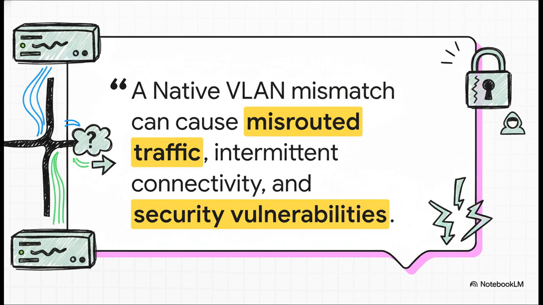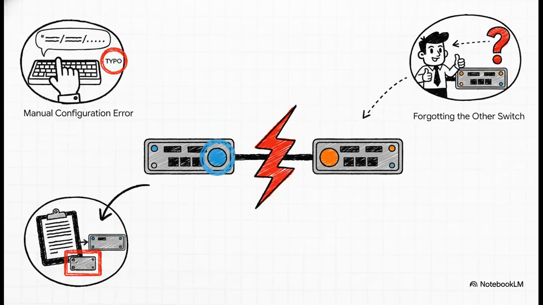We're talking about data getting sent to the completely wrong place, connections that drop in and out randomly, and even security flaws that clever attackers can use to hop from one VLAN to another. It's bad news.